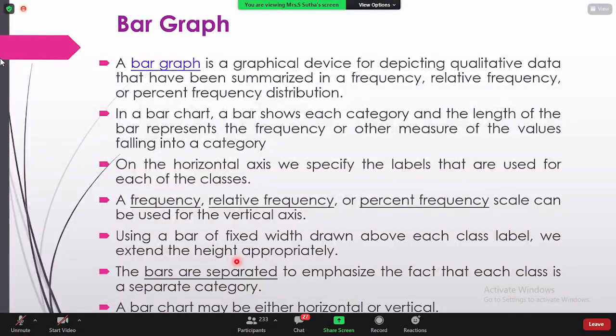there should be a gap between two bars, which indicates that these categories are non-overlapping. They are not continuous, right? To emphasize the classes are non-overlapping, we give spaces between the bars. And also the bar chart may be either horizontal or vertical. We can represent the bars vertically, or we can represent the bars horizontally, right?